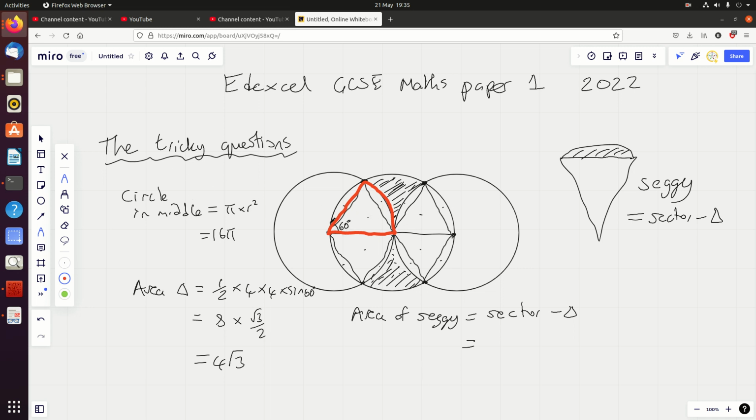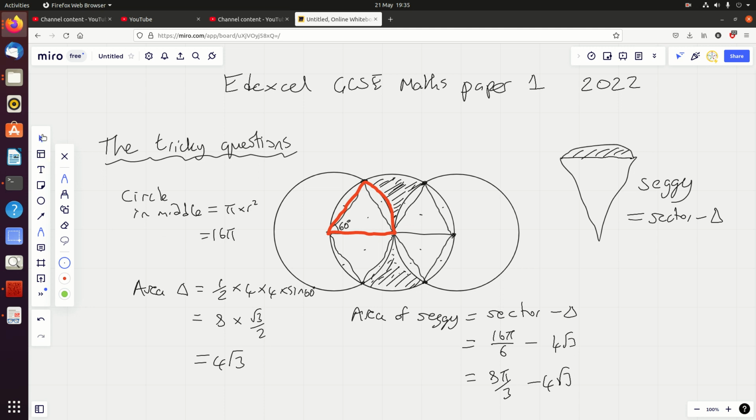Well, that's just 1/6 of the whole circle. And so all I'm going to need for that is 16 pi, because that was the area of the circle, divided by 6. And the area of the triangle, I've already worked out, it's 4√3. So just to simplify that, that's 8 pi over 3 minus 4√3.